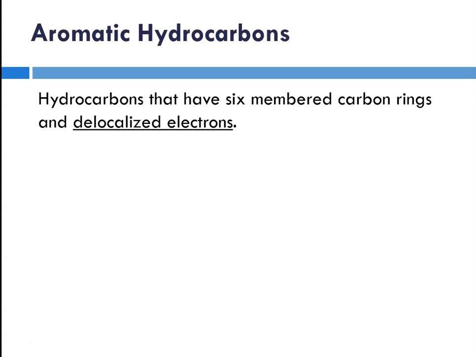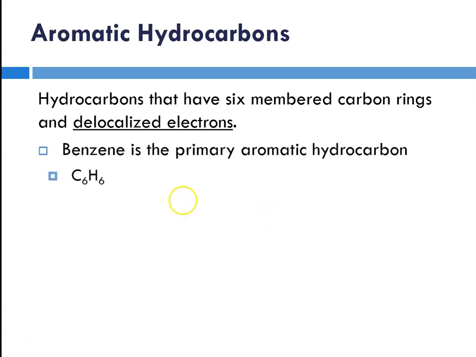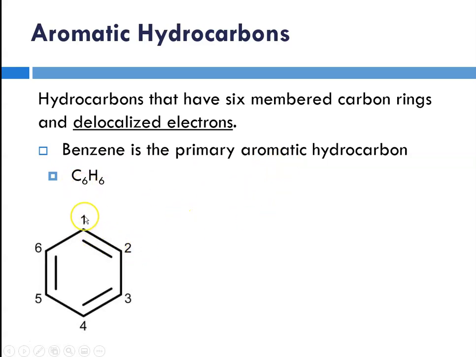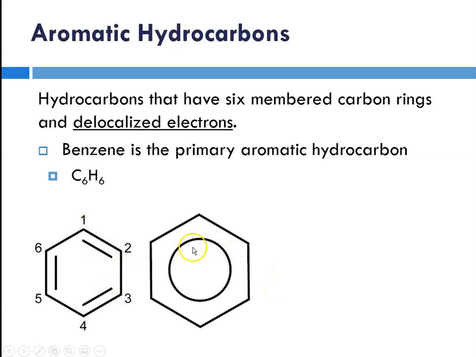And that leads us to aromatic hydrocarbons, and these are hydrocarbons that have six-membered carbon rings with delocalized electrons. And benzene is the primary aromatic hydrocarbon that we speak about. Its formula is C6H6, and it looks like this. And so you'll see it's a six-membered ring, and it has double bonds, and they are delocalized, which means that they're flipping back and forth between positions. And so we abbreviate it by showing the circle in the center, which is standing for delocalized electrons. And so that's showing that it's aromatic.